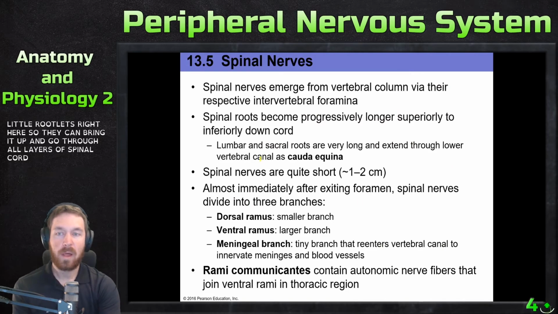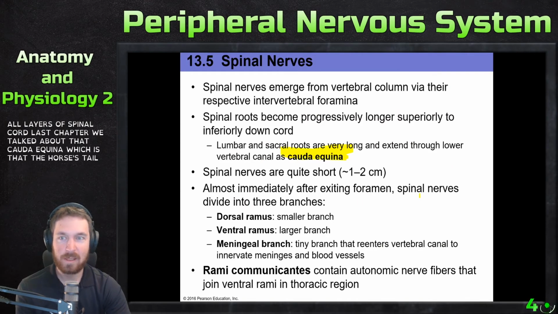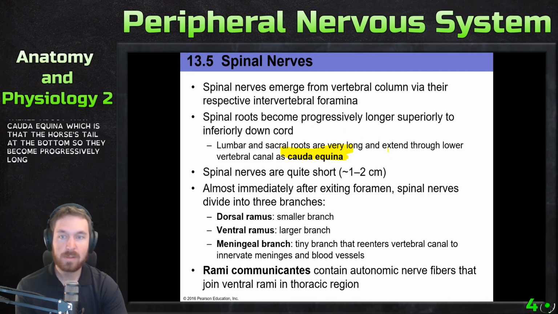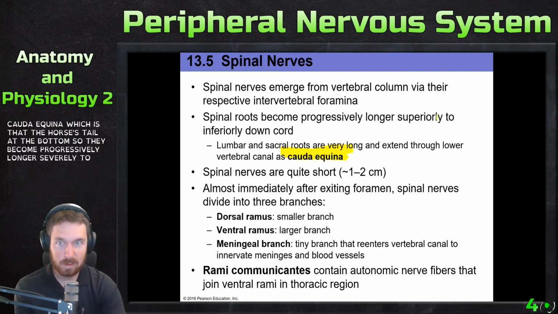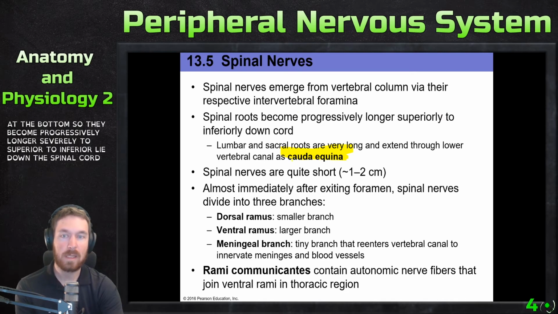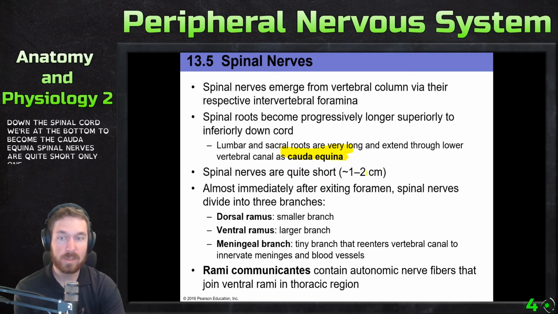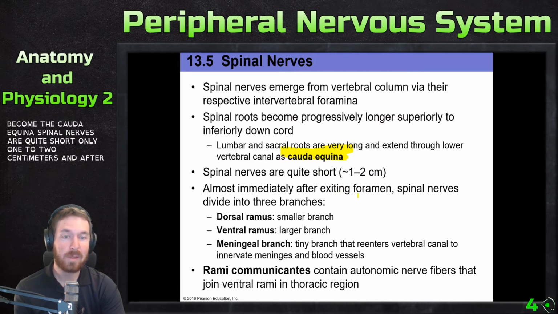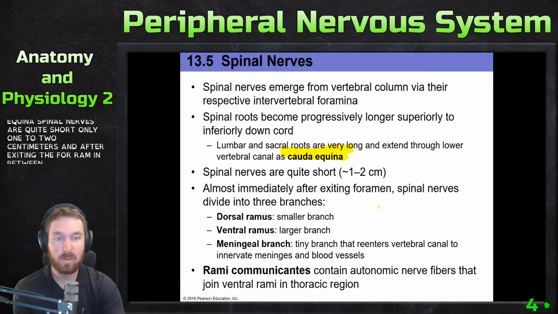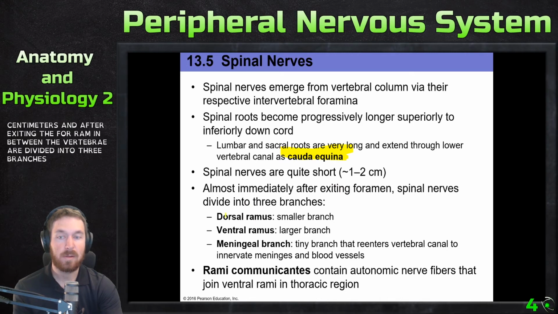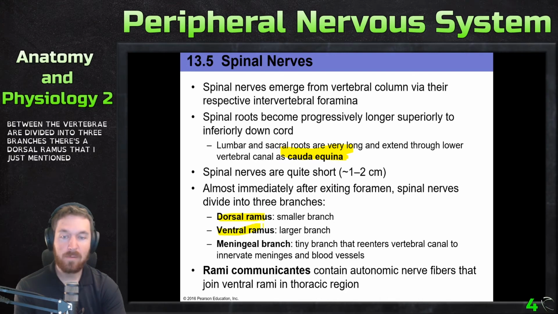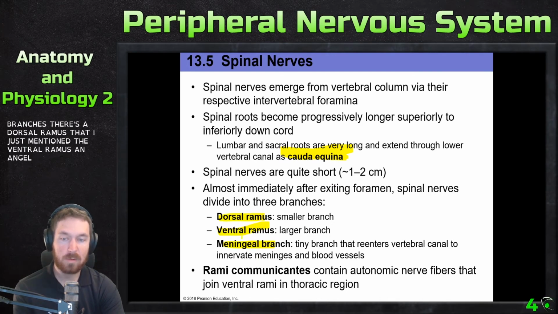Remember last chapter we talked about the cauda equina, that horse's tail at the bottom. The roots become progressively longer from superiorly to inferiorly down the spinal cord, where at the bottom they become the cauda equina. Spinal nerves are quite short, only 1 to 2 centimeters. After exiting the foramen between the vertebrae, they divide into 3 branches: the dorsal ramus that I just mentioned, the ventral ramus, and the meningeal branch. We'll talk about all these.